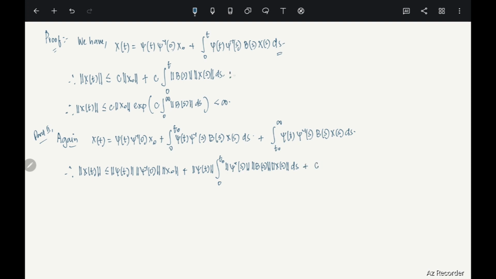this term, let's call that term m. You understand this c times norm x naught exponential, this particular thing I will just call m. Is this okay? So say m times the integral from t naught to infinity of norm of b s ds. Okay, I will just write that part like this. Clear? So x of t is given like this.